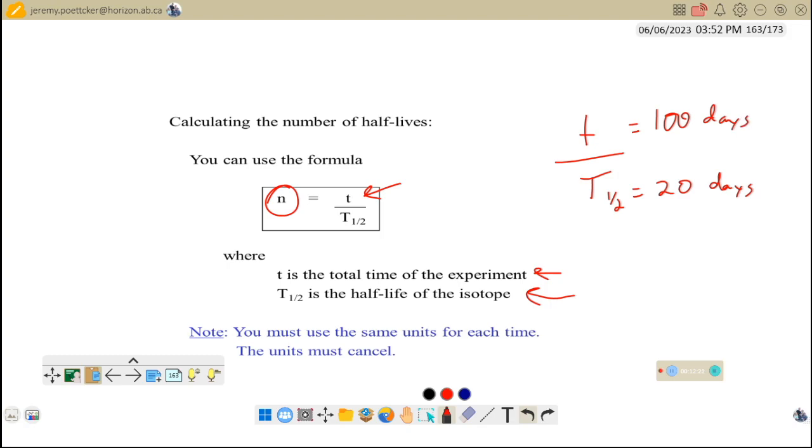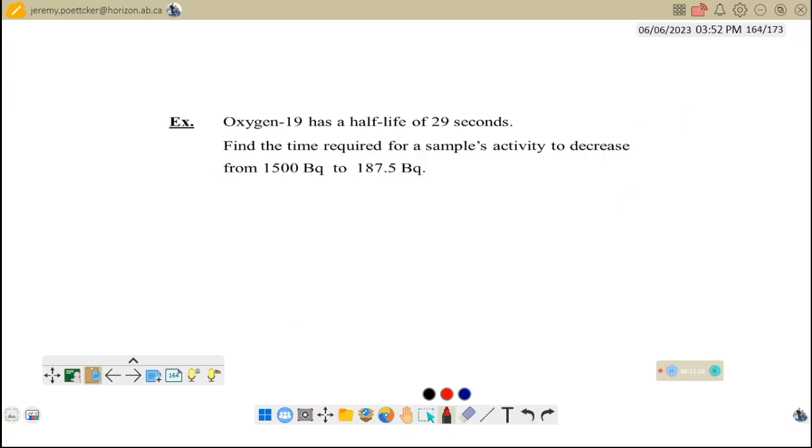And so 100 divided by 20 gave us the number of half-lives, which was 5. So oxygen has a half-life of 29 seconds. Find the time required for the sample's activity to decrease from 1500 becquerels down to 187.5 becquerels. So I'm going to think here, okay, this is my original, this is N naught, this is capital N. I'm looking for little n.